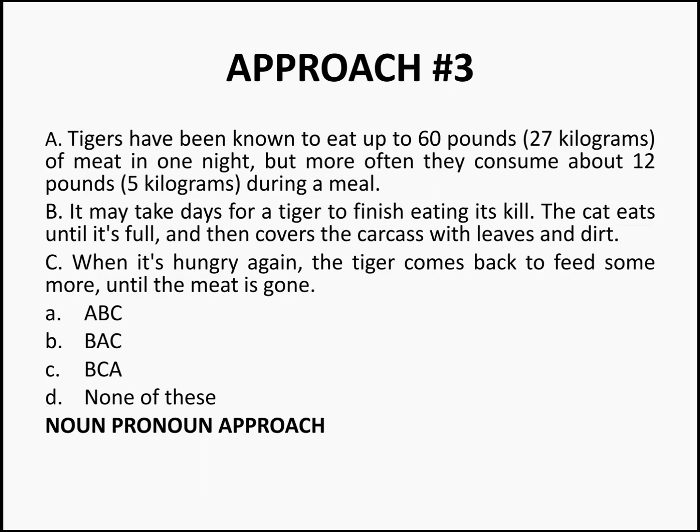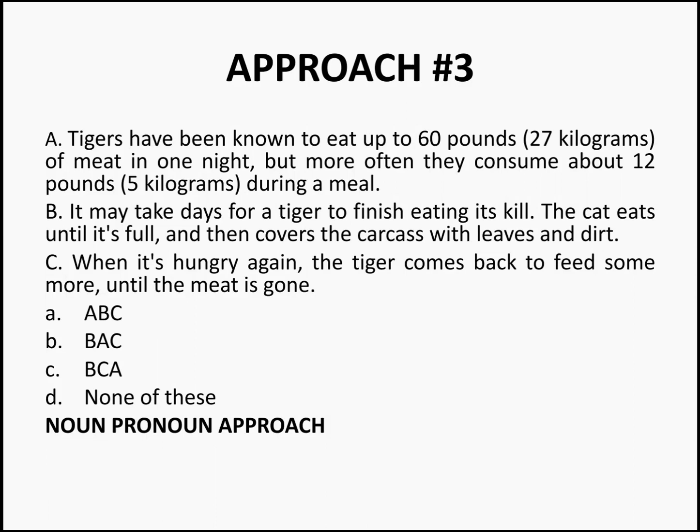This is your third approach, and look at the sentences. Tigers have been known to eat up to 60 pounds of meat in one night, but more often they consume about 12 pounds during a meal. It may take days for a tiger to finish eating its kill. The cat eats until it's full and then covers the carcass with leaves and dirt. When it's hungry again, the tiger comes back to feed some more until the meat is gone.